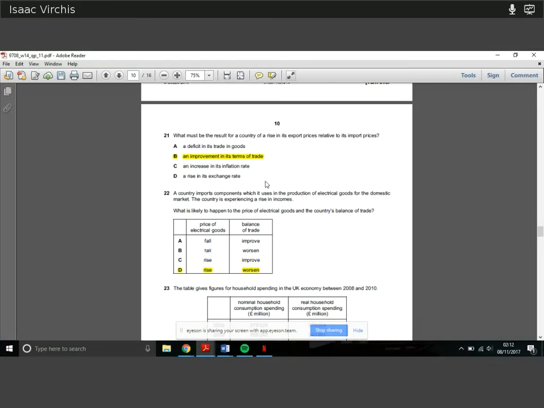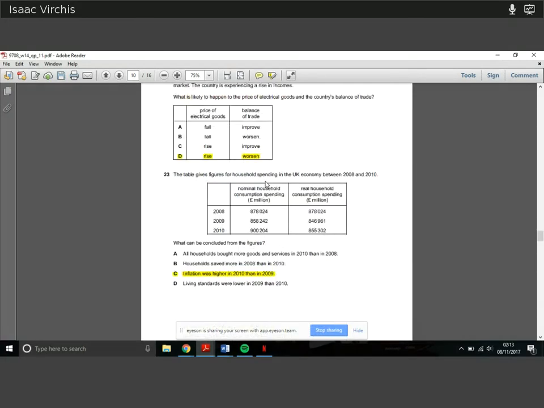However, what's going to happen when we get rising incomes? Well, people are going to demand more from abroad. So the price of these electrical goods is going to increase because the price of imports overall is going to increase. So this country importing components, because the component price is going to rise, because the cost of imports rises, we know that we're going to see an increase in the price of electrical goods, and also a worsening of the balance of trade, because we're importing, basically.